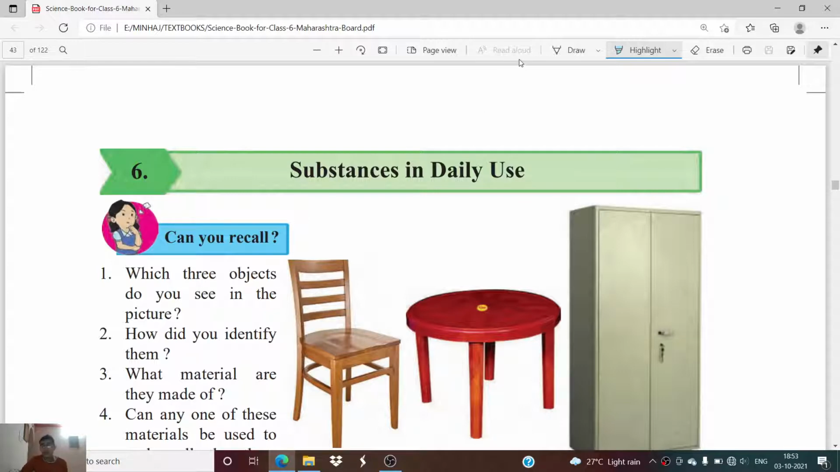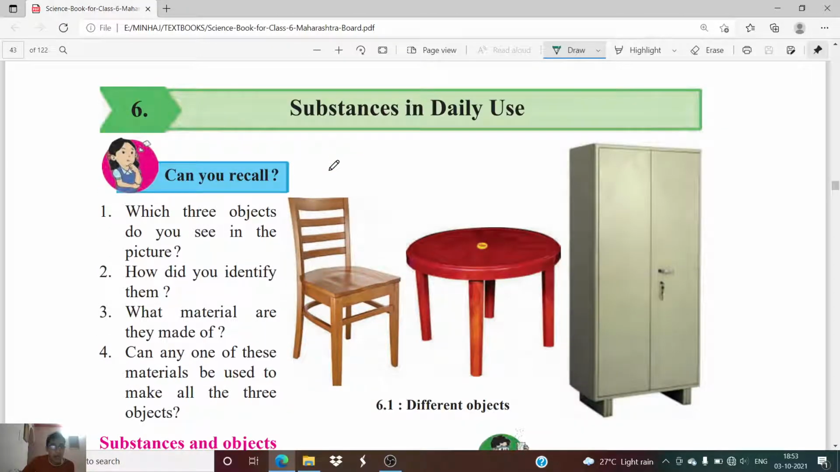Now, from this particular lecture, we are going to start our new chapter, and that is chapter number 6, Substances in Daily Use. In our previous lecture, we completed chapter number 5, Substances in the Surrounding, their states and properties. So, in the previous lecture, we have seen the properties of the substances. Now, we are going to see what kind of substances we use in our house daily, what kind of substances are required by us for daily purposes. So we are going to look into that.